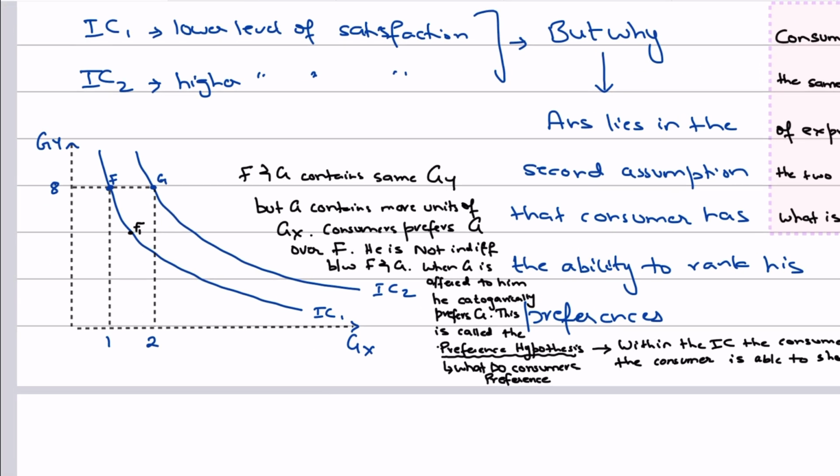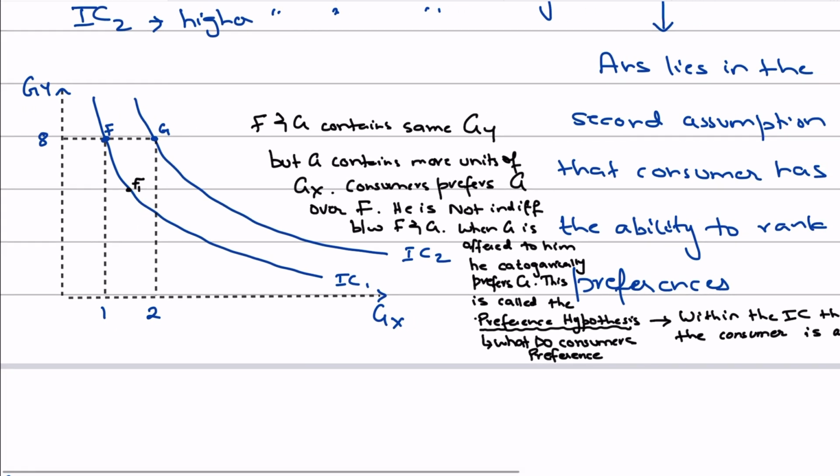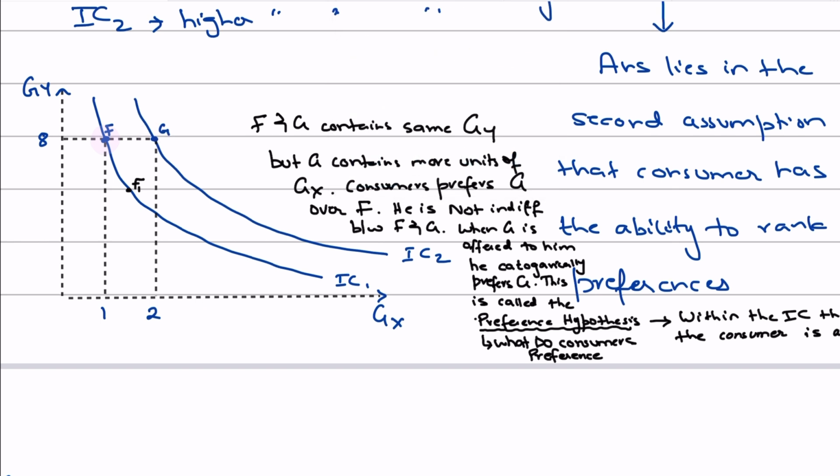ठीक है, सो फॉर एग्जाम्पल अगर हम दो IC कर्व्स देखें IC1, IC2, तो F और G points contain the same level of good y, but G has more good x. But still consumers would prefer G over F. Why? Because we know it's on a higher indifference curve. Although the consumer is not indifferent, so the consumer is not indifferent between F and G.